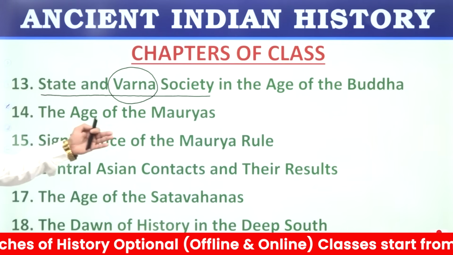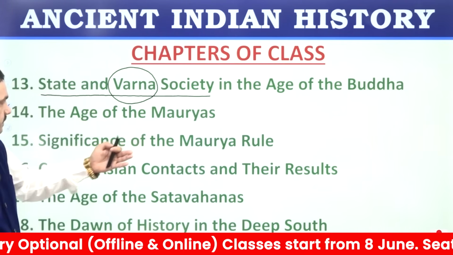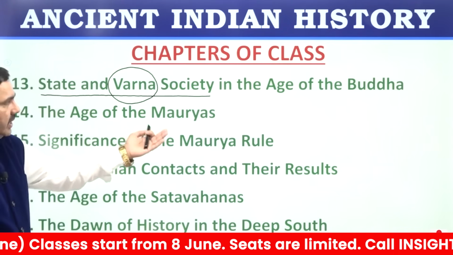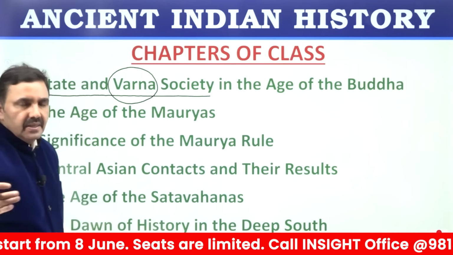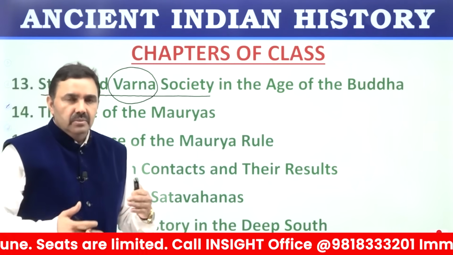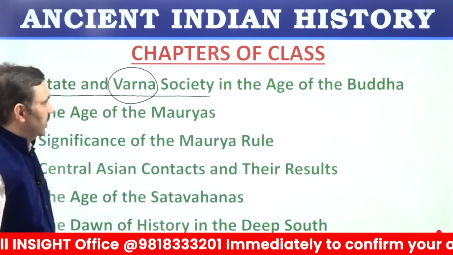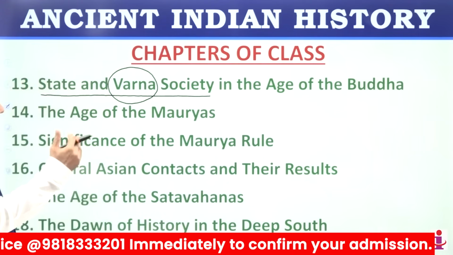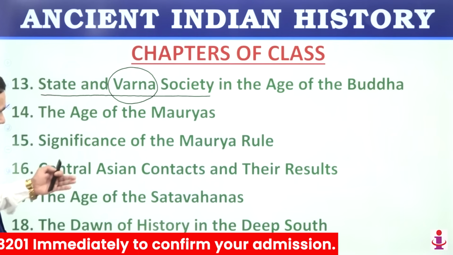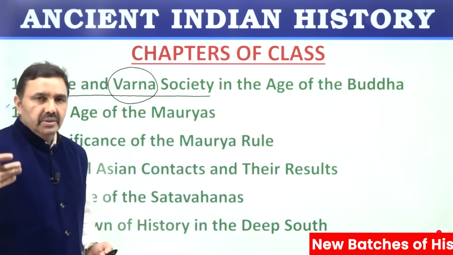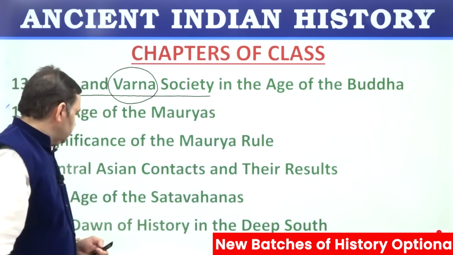The age of Mauryans or Mauryan Empire. Significance of the Maurya rule. So Mauryas or Mauryans, that's a way of reading it. The most common form is Mauryan. The NCERT uses Maurya. So in English, it becomes Mauryan. Central Asian contacts and their results. Central Asian contact means through Indo-Greeks, Sakas and Kushanas.